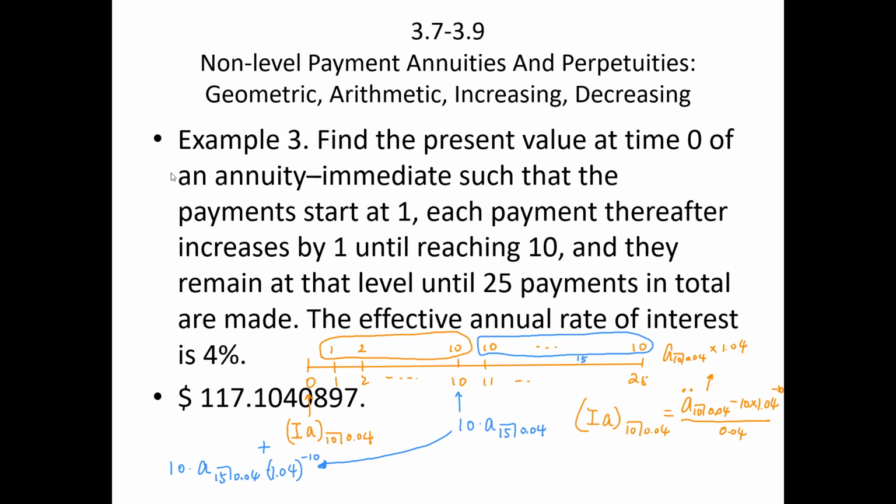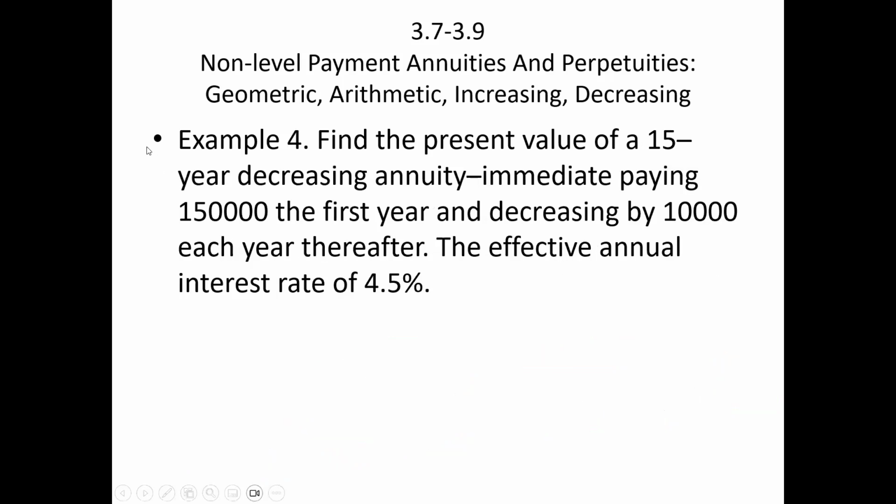All right. Next example. Find the present value of a 15-year decreasing annuity immediate, paying $150,000 at the first year and decreasing by $10,000 each year thereafter. The effective annual rate is 4.5%.